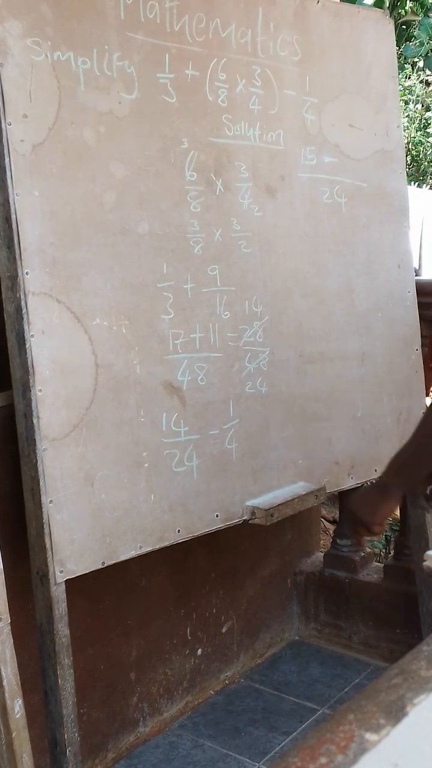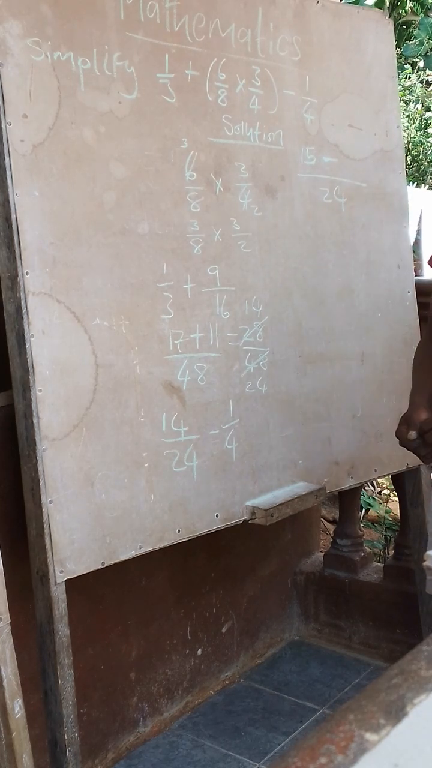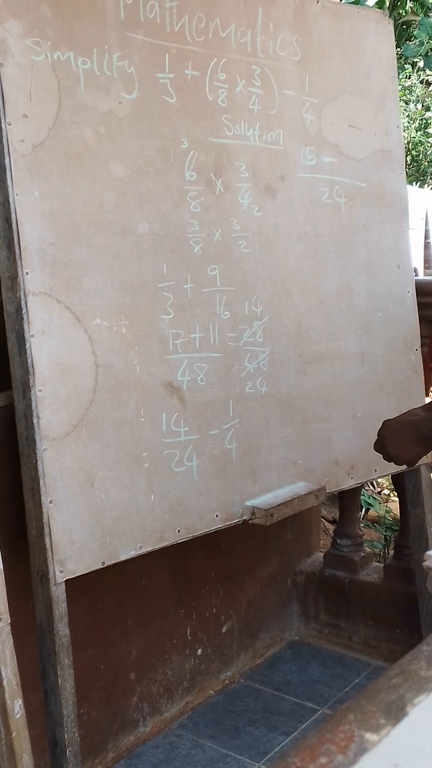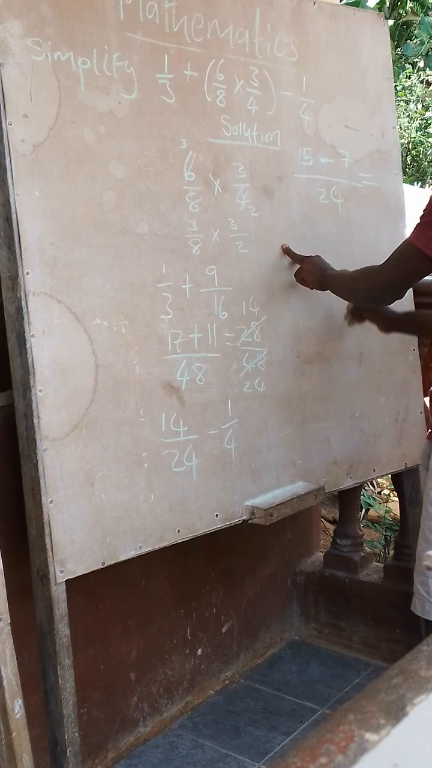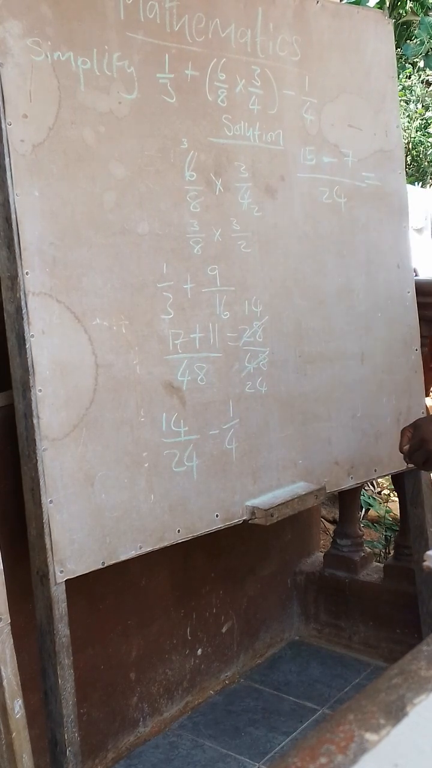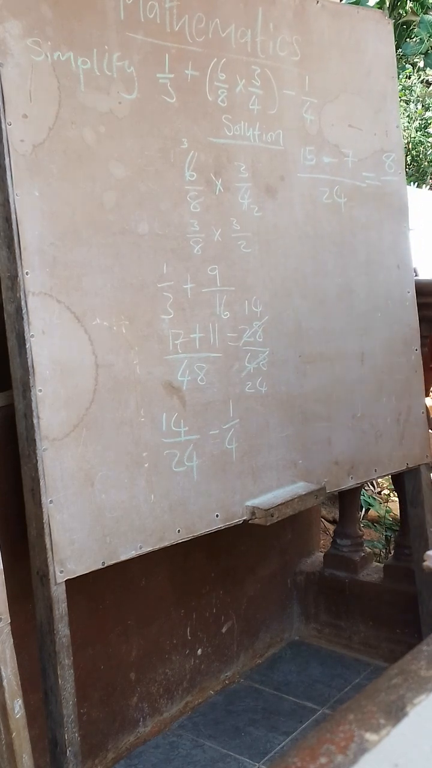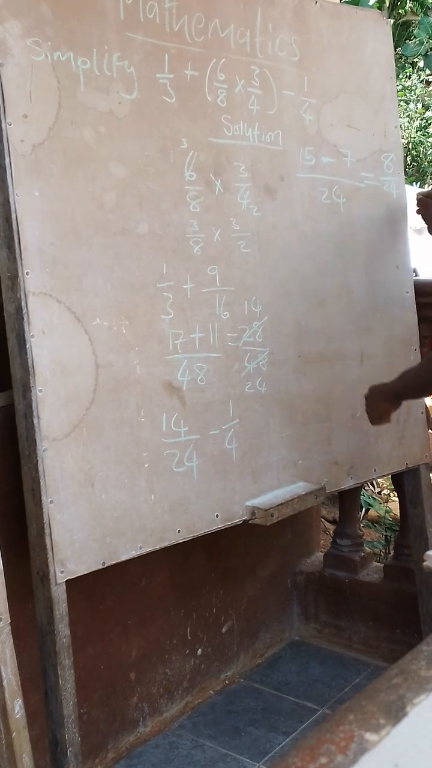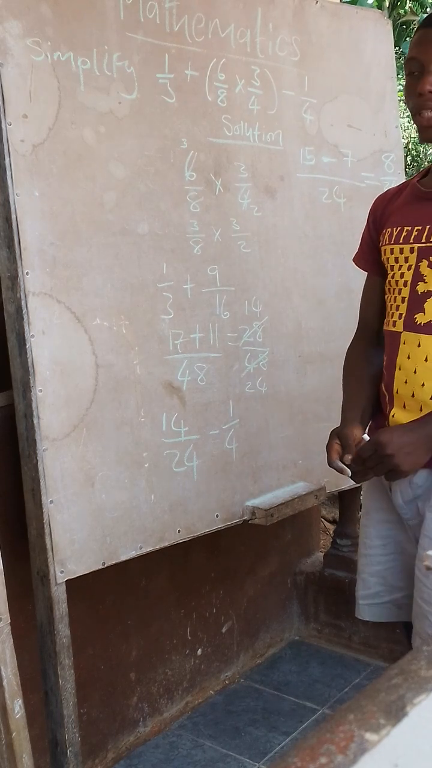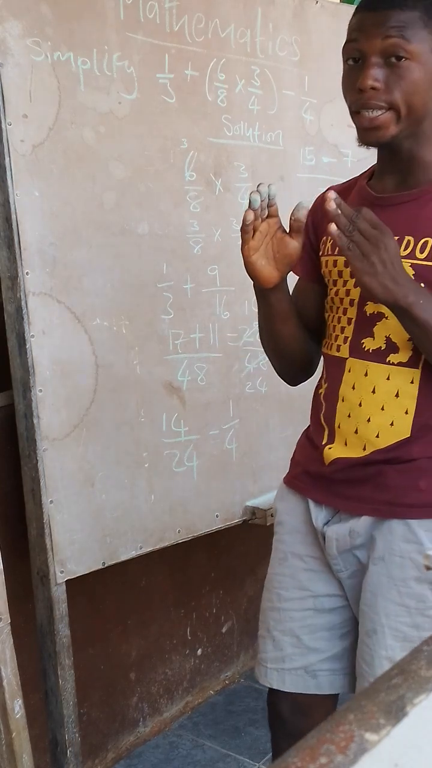Now 4 into 24, how many times? 4 into 24 is 6 times, plus this one is 7. So now we say 15 minus 7 is how many? It is 8. Yes, 15 minus 7 is 8. Now 24, we write here 24. So now we have 8 all upon 24. This will be our answer, but you can even break it down to the lowest level.